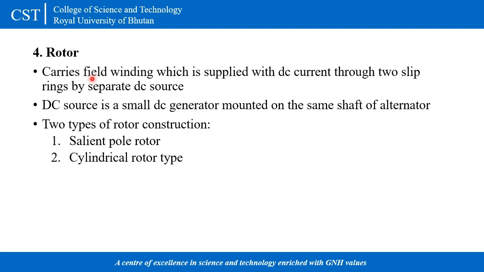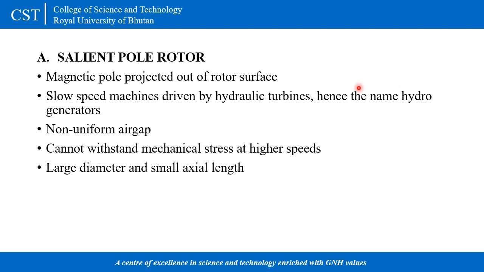Under rotor there are two types of construction. There is salient pole rotor and cylindrical rotor type. The first type is salient pole rotor. From the word itself we can understand they use a magnetic pole that is projected out of rotor. On the outer surface of the rotor they use magnetic poles, and the salient poles are mainly used for slow speed machines which are driven by hydraulic turbines.